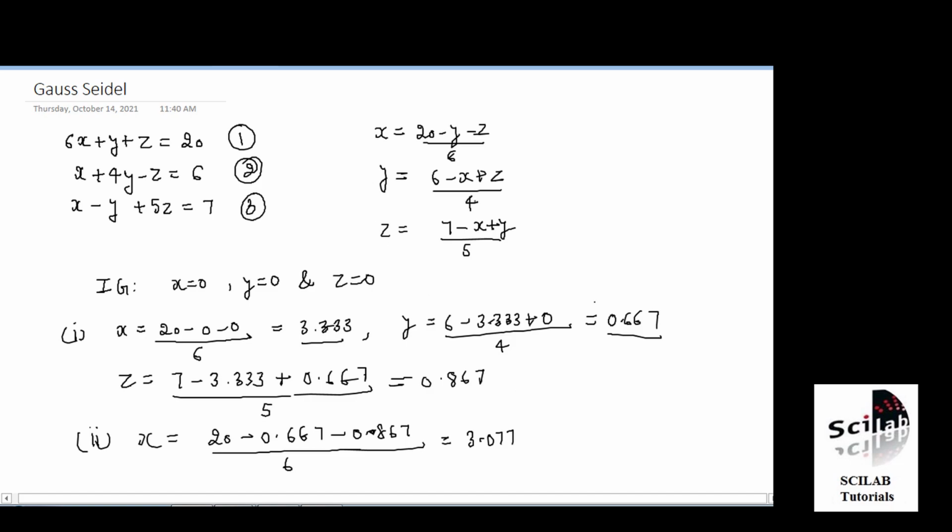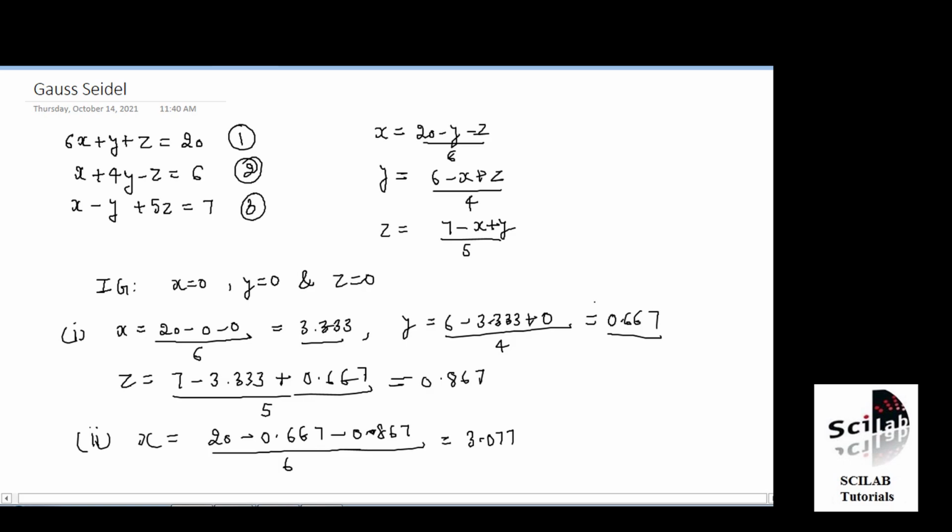Similarly, if now I want to calculate the value of y, 6 minus, I will use 3.077, which is the latest value of x available to me, and z, which is nothing but 0.867. I will get the latest value of y. Now I have the latest values of x and y, and these will be used to calculate the latest value of z. So this will complete the second iteration. Now we will keep on doing the iterations until we get the values of x, y and z up to desired accuracy, or the result converges.